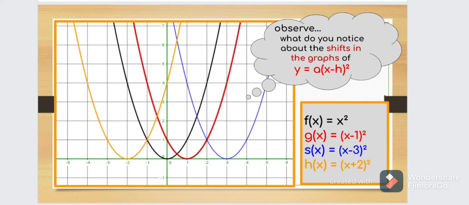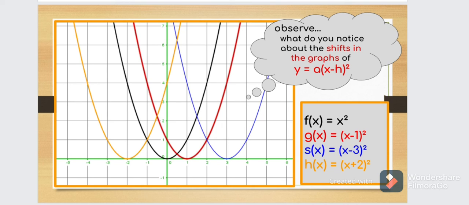What do you notice about the shifts in the graphs using the form y equals a quantity x minus h squared? Observe the 4 different functions. What movement did it make? Okay, let's reveal.